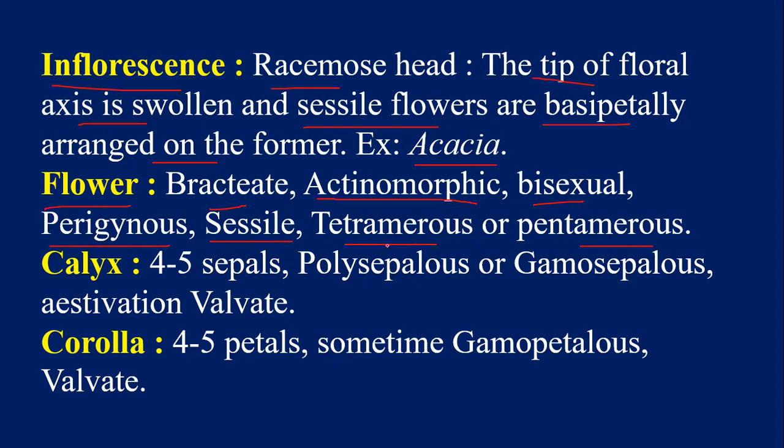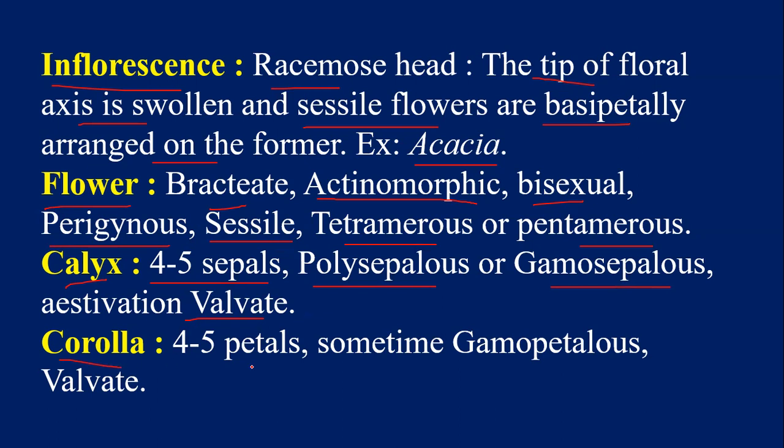Floral parts in multiples of 4 are called tetramerous. Floral parts in multiples of 5 are called pentamerous. Calyx: how many sepals does the calyx consist of? 4 to 5 sepals. Sepals are free, so it is called polysepalous. In some species sepals are united, so it is called gamosepalous. What type of estivation is seen in the calyx? Valvate estivation. Sepals just touch one another without overlapping.